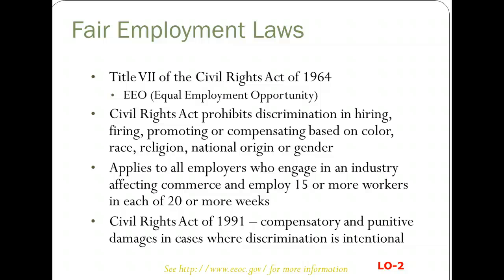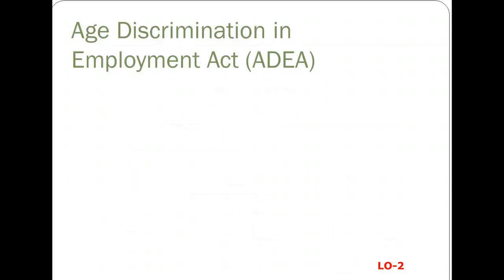The Civil Rights Act of 1991 made it possible for people that had experienced discrimination intentionally to not only get back compensation, but also punitive damages, which basically means it's a punishment for the suffering that they had to experience.